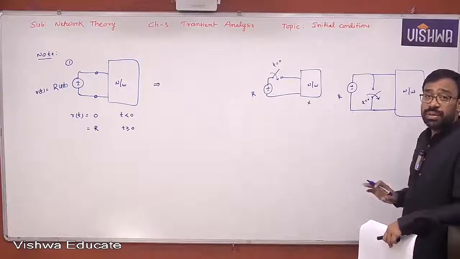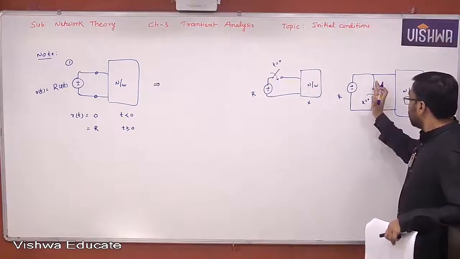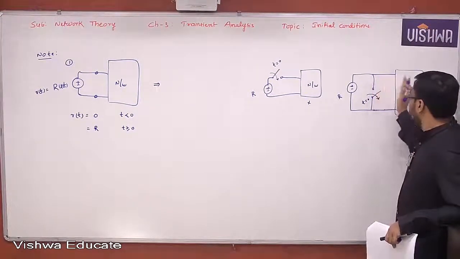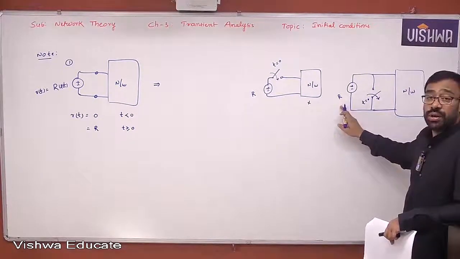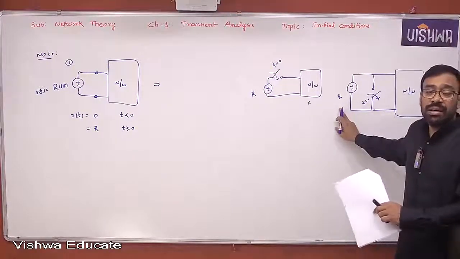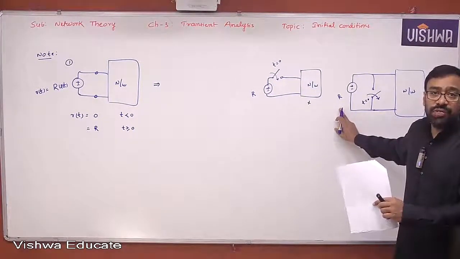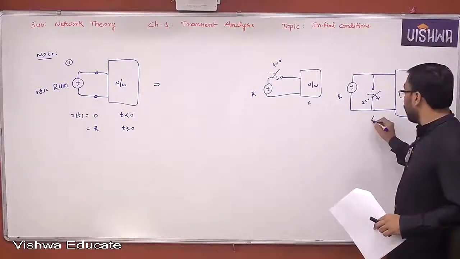But there is a problem here. Look at this. For t less than 0, when the switch is in closed condition, of course, the input given to the network is 0 volt, no doubt, but this voltage source is getting short circuited. We already learnt a concept that the voltage source must not be short circuited. Yes or no, all of you? Current source must not be open circuited. Therefore, this is also wrong.